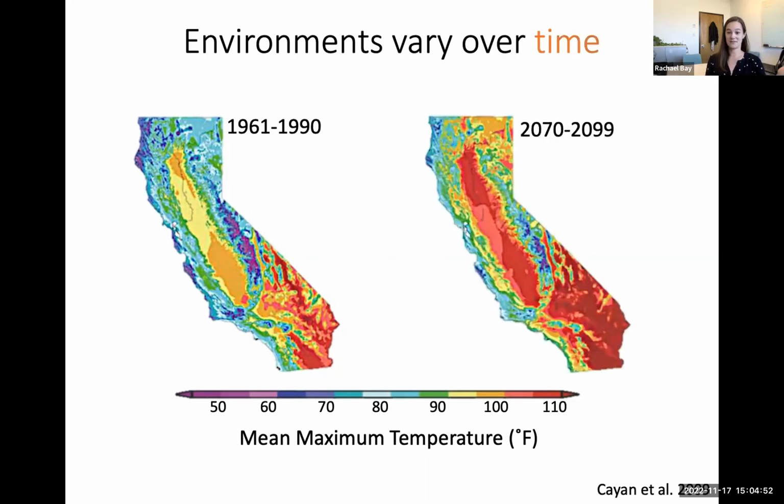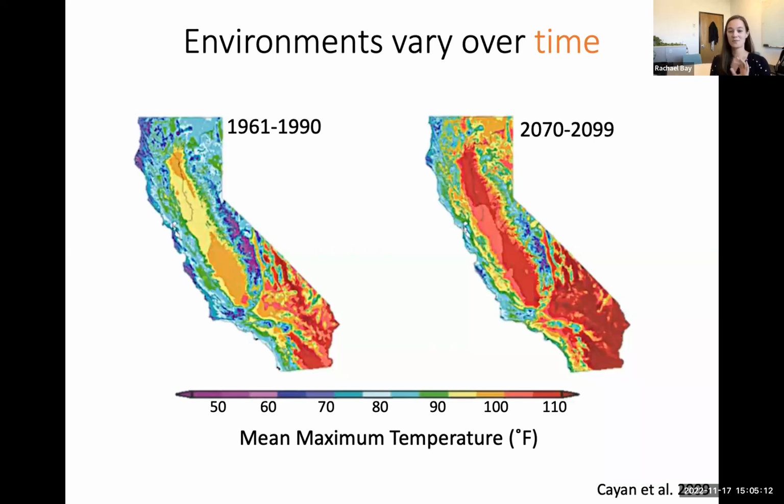However, we also know that environments vary over time on different scales. So on daily scales, on seasonal scales, and over long periods of time. This is that same metric projected about 50 years into the future. And you can see that overall the landscape is getting hotter. Those red blobs are getting bigger.